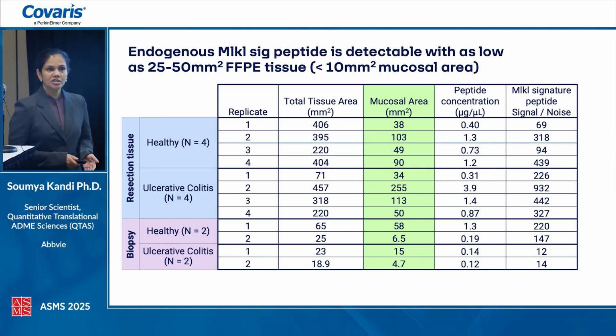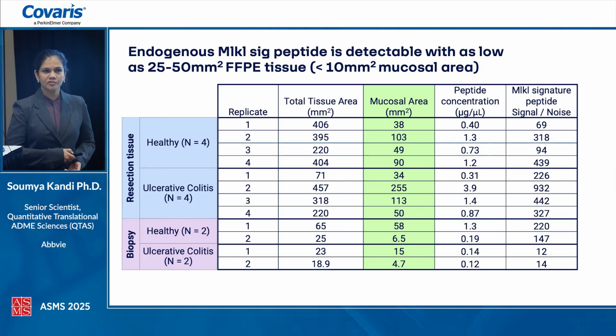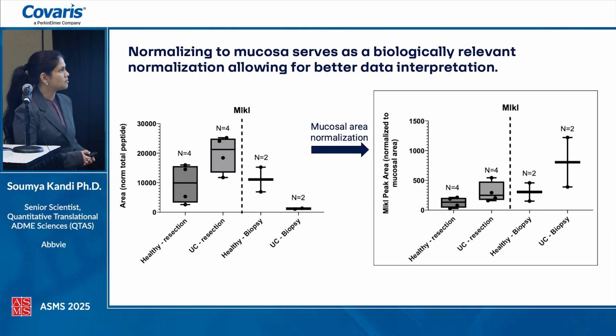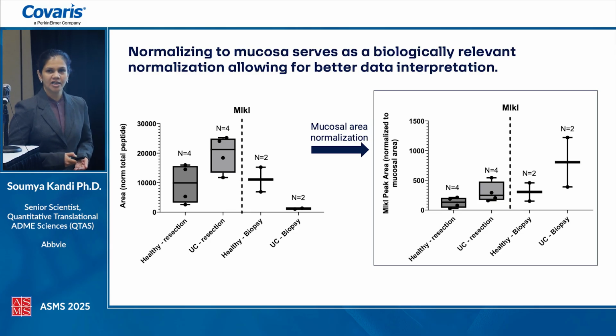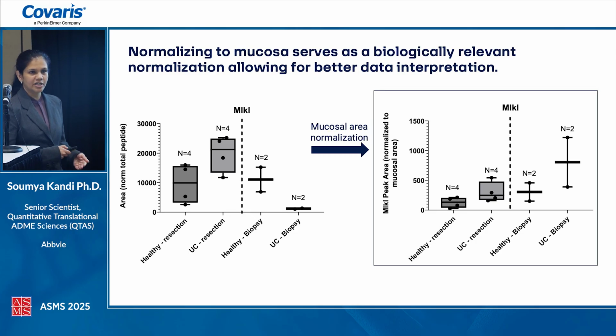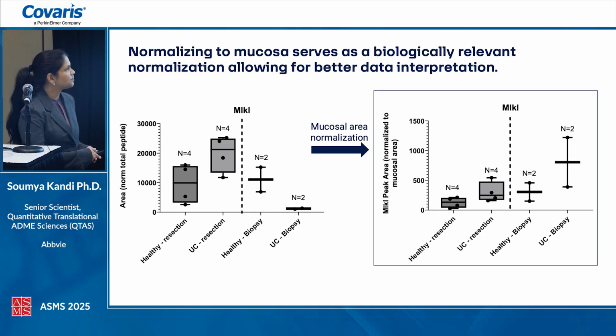So when we use mucosal area as the normalization factor, now all of a sudden this data trends in the direction that we would expect it to. We're seeing that not only does it make sense for the resection tissues still, but for biopsy tissues being as small as they are, it makes sense that when we use the mucosal area where MLKL is being expressed, the data trends in the right direction.